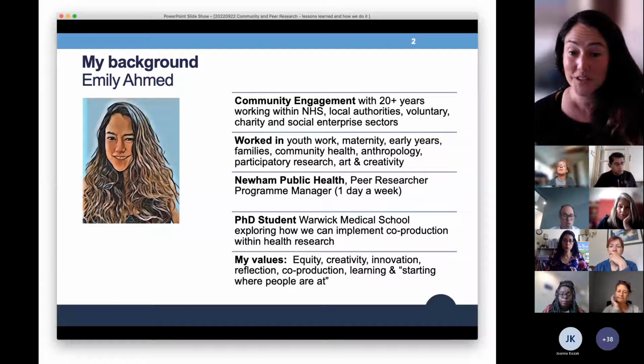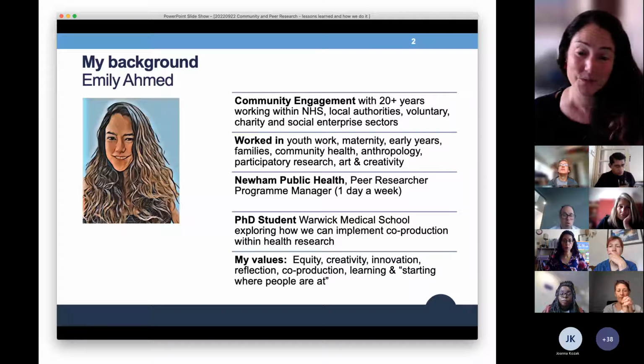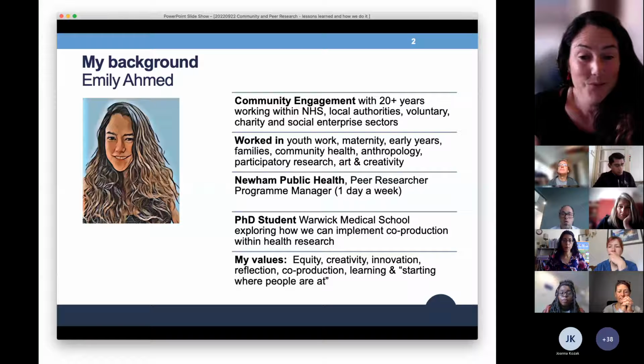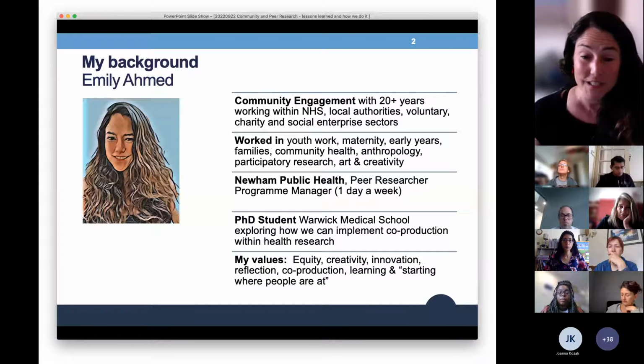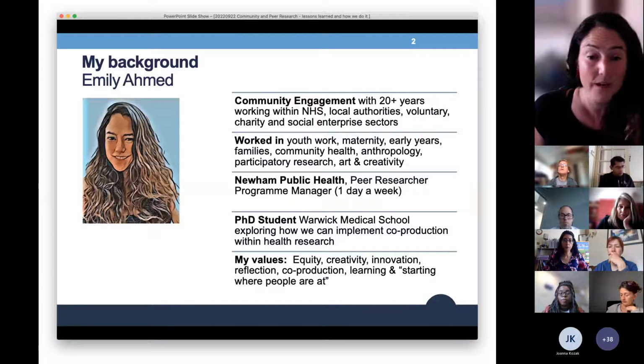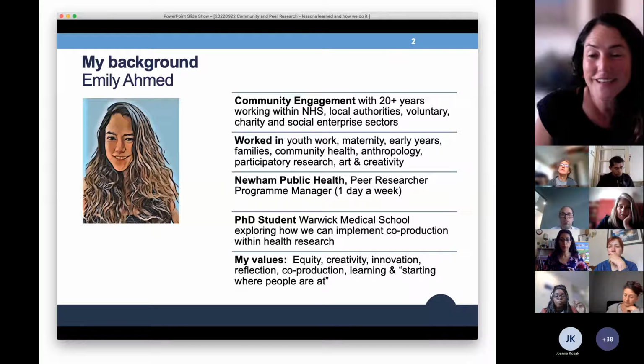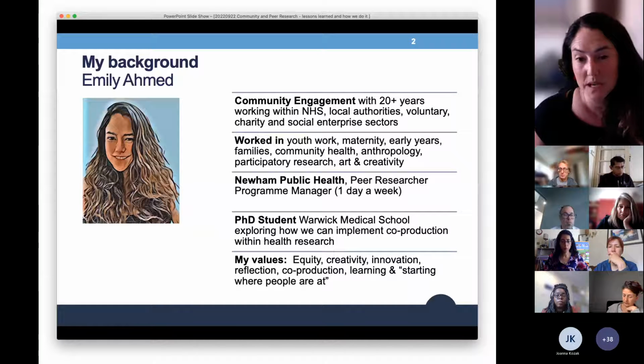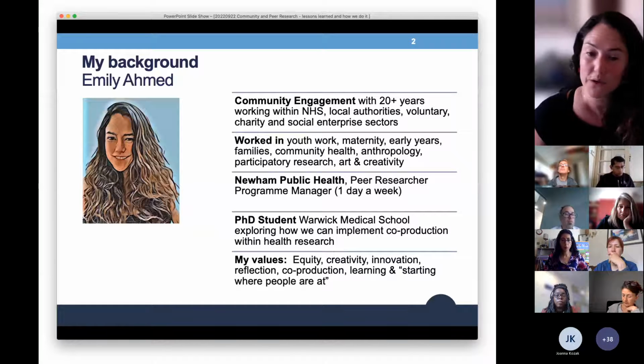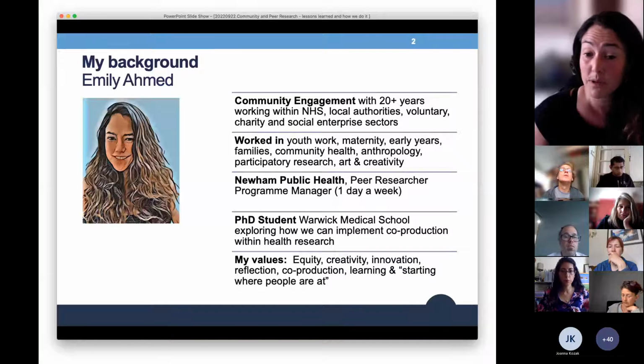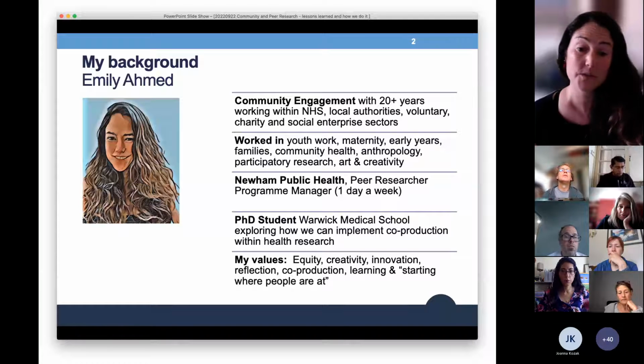And I also, yeah, anything artistic and creative, I really love to engage with and bring into this. So I work one day a week with Newham, and I'm the peer research program manager, developing a peer research program in Newham Public Health. The other days of the week, I work freelance, and I'm also a PhD student at Warwick Medical School, looking at how we implement co-production within health research.